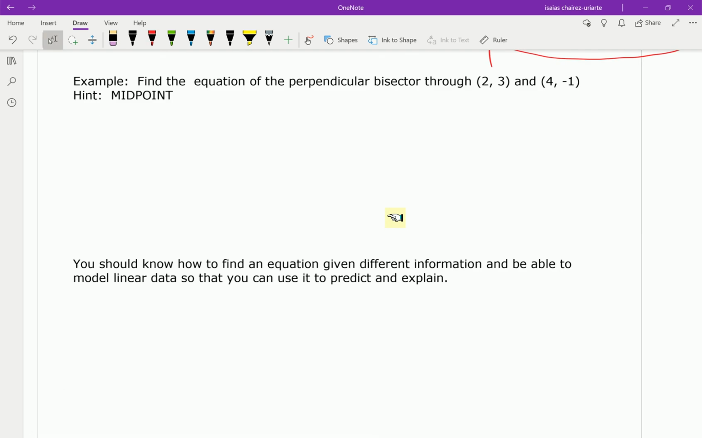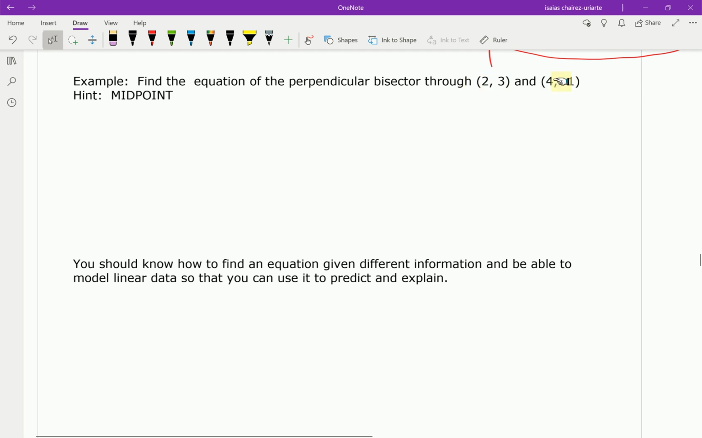Last example. We want to find the equation of the perpendicular bisector through 2, 3 and 4, -1. So what is this perpendicular bisector? Well, it's a little line segment. So think first about the line that goes through the point 2, 3 and 4, -1.